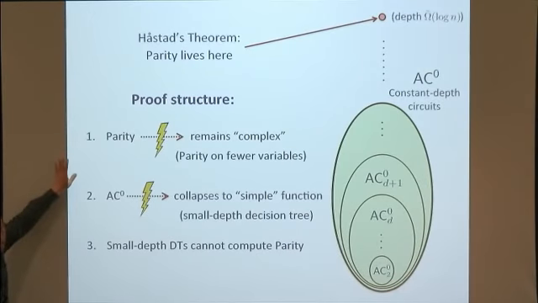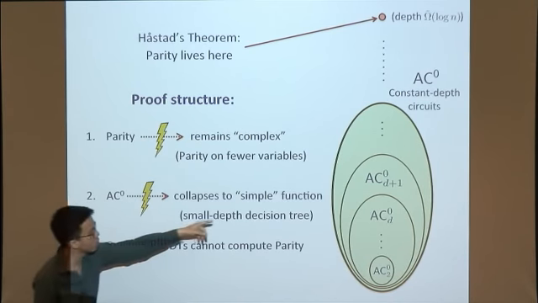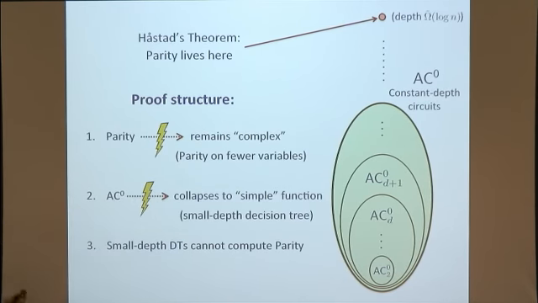Okay, so of these three steps, one is essentially by definition of random restrictions and parity. It's not hard at all. Three is a simple exercise that small depth decision trees cannot compute parity. The main technical work that Hastad had to do was the second step, to show that if you hit the green circle with a random restriction, the whole tower just collapses.